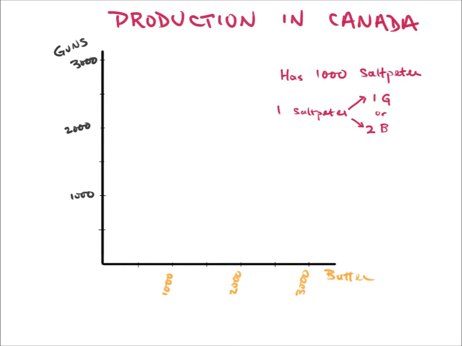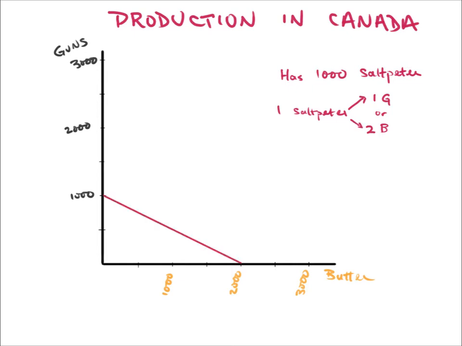Maybe American factories are just more productive at making guns. Maybe Americans have better technology for producing guns. The farms are also different. 1 ton of saltpeter can produce 2 crates of butter in Canada. 1 ton of saltpeter can produce just 1 crate of butter in the US. So it's like Canadian fields are more fertile or able to do more with the fertilizer than American fields. So the production is a little bit different.